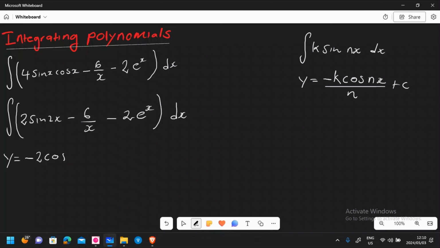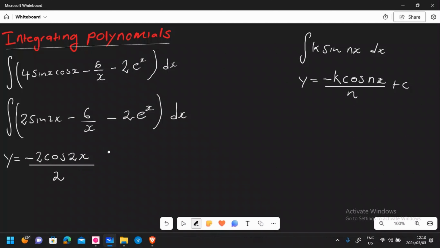Then we're going to have cos, and then we have 2x over n. So our n in this case is a coefficient of x, which is going to be 2. And then we are done with the first term. So we move to the second term.